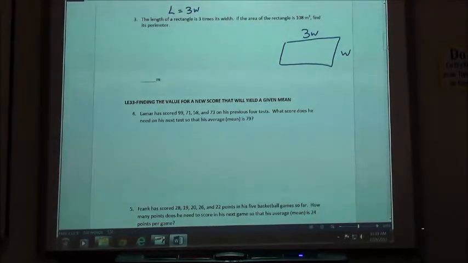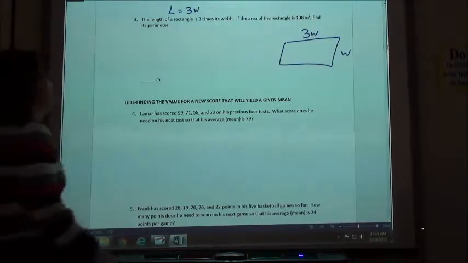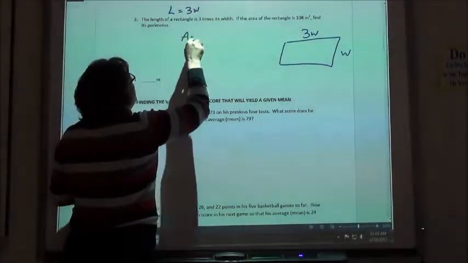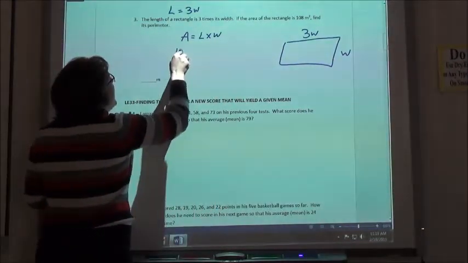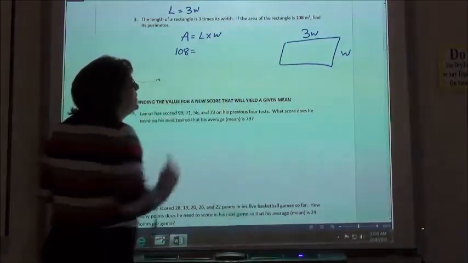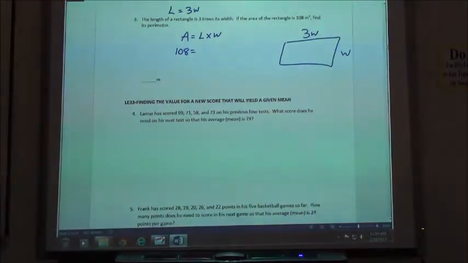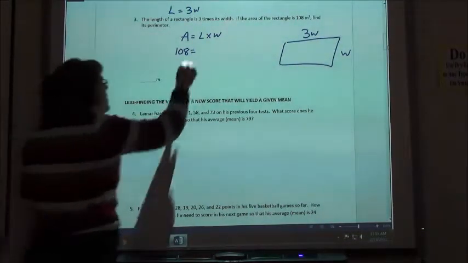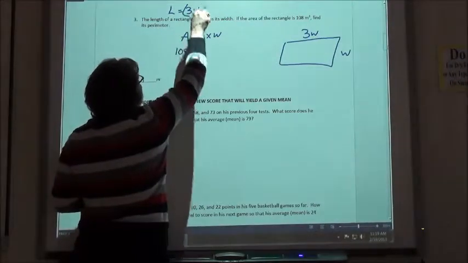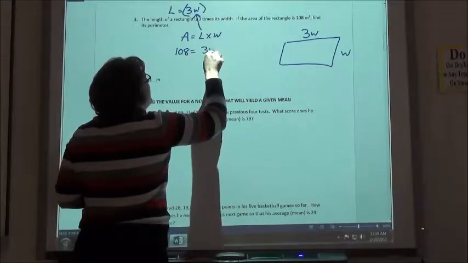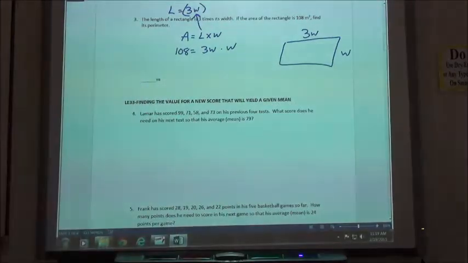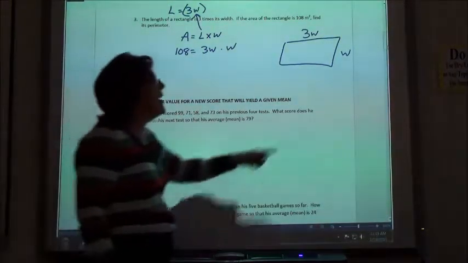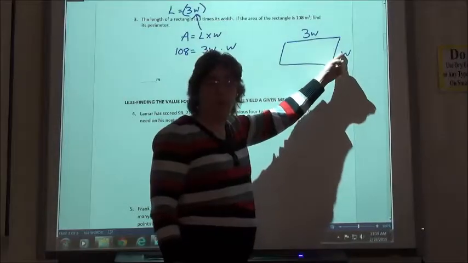This one starts by telling you what the area is. So we want to start with the formula for area. Area is equal to the length times the width. So 108, and don't worry about the label meter square, just do 108 is equal to the length, but for the length, we have to substitute in 3W times my W. Right? If I'm going to find area, I'm going to do 3W times W.